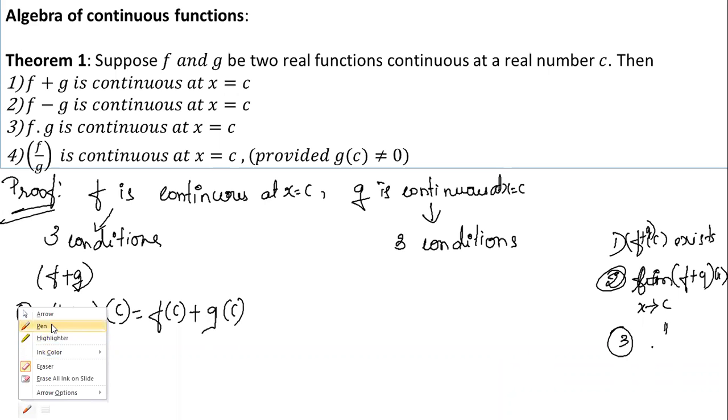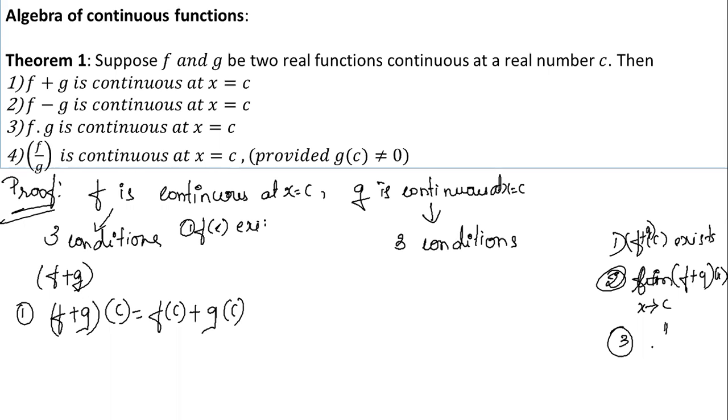Do you agree with the students? They have said that f is continuous at c, and g is continuous at c. They have told that f and g are continuous at x equal to c, which means it satisfies the first condition. What is the first condition? f of c exists and g of c exists.